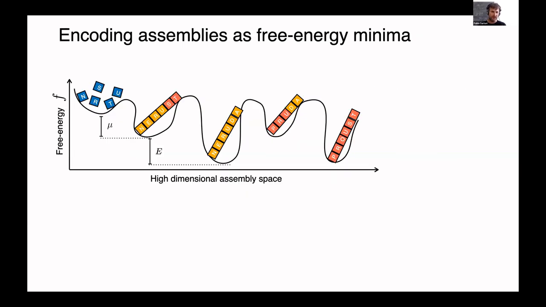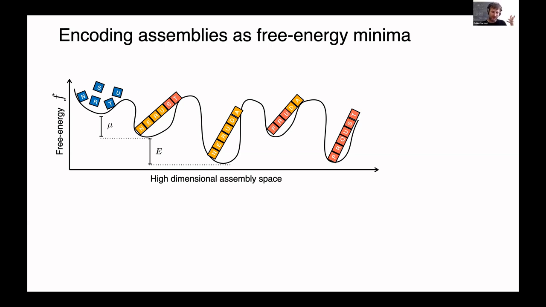Okay, so the first idea you may have is encoding structures as energy minima. So you have some kind of high-dimensional assembly space here represented by one dimension. And in this high-dimensional assembly space, you will have some free energy. And this free energy, you can aim at programming, encoding in the minima of the free energy landscape, the particular target structures, the particular names, right? So for example, here Neruda is there, Proust is there, right?